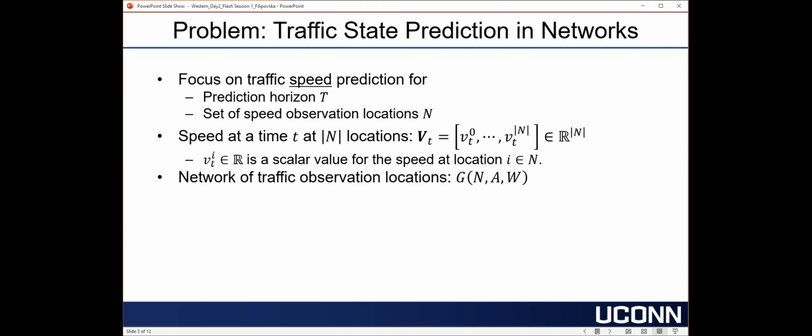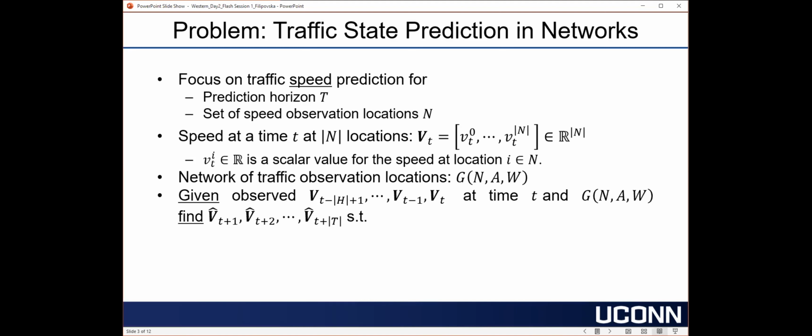So we use the underlying transportation network to consider all of the observation locations. Typically those would be sensors as the nodes of the network, and then use the underlying road network to build the connections between them. And so here then the goal is, given observations over a historical horizon at a time t, and given this representation of the networked locations, to find the speeds over a prediction horizon t.